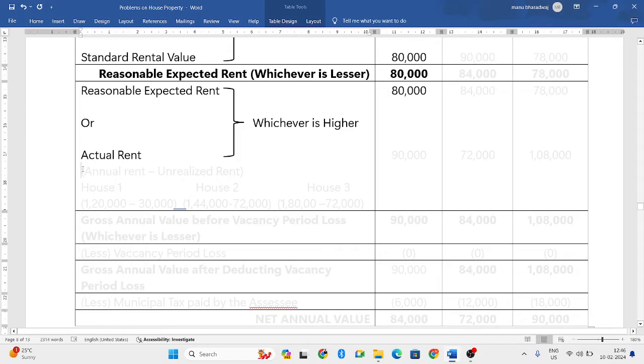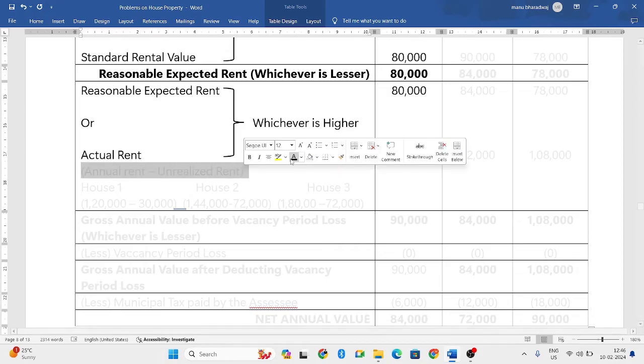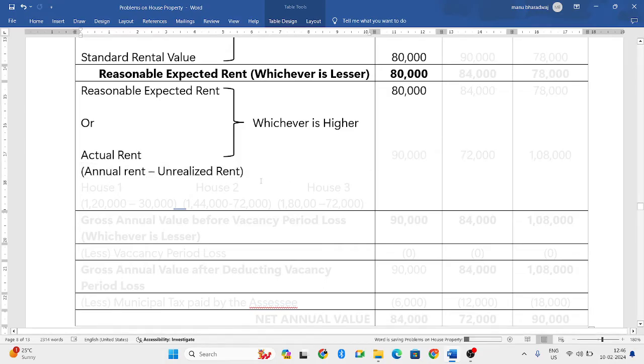The formula to find out actual rent is annual rent minus unrealized rent. To find actual rent, the difference of annual rent and unrealized rent is the actual rent.